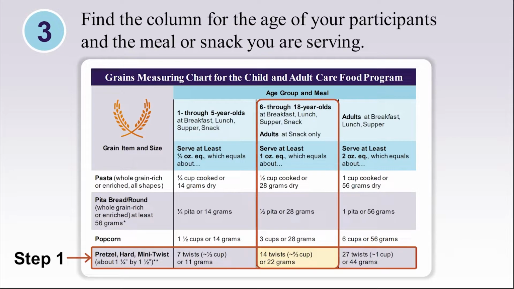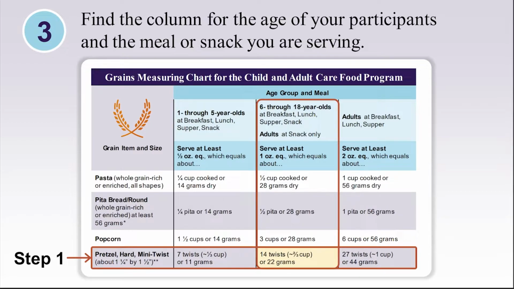Let's take a look at how we got that answer. First, we found the food we want to serve, which was listed as pretzel hard mini twist. Step 2 shows us that the pretzel had a measurement next to it. So we made sure our pretzel was the same size or larger than the measurement on the chart. Because our pretzels were larger, we knew we could use the grains measuring chart to see how many pretzels we needed to meet the minimum amount of grains required at CACFP meals and snacks.